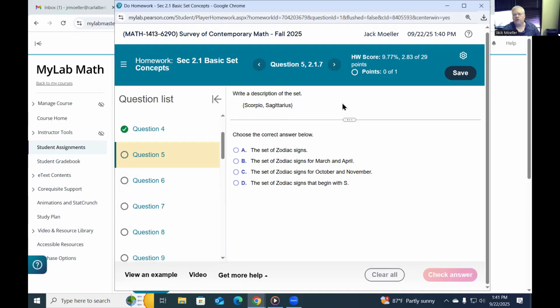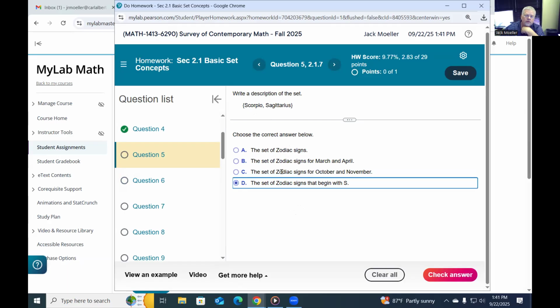Write a description of the set. Okay. So I know those are zodiac signs. Honestly, I don't know what those begin with. So I don't know if B or C is a reasonable answer. But here's what I do know, they both begin with S. I don't know if any of the rest of them begin with S.